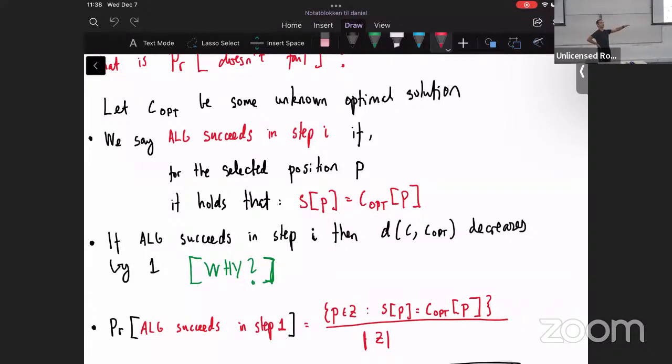It's some unknown optimum solution. S is fixed. It's your input. The only thing that changes is C. It's your candidate center string, right? So you're succeeding if C gets closer to C opt. Imagine you have some ball. C opt is there in the center. In the beginning, C starts off somewhere, and now it's moving, and you ask, is it moving closer to the center?